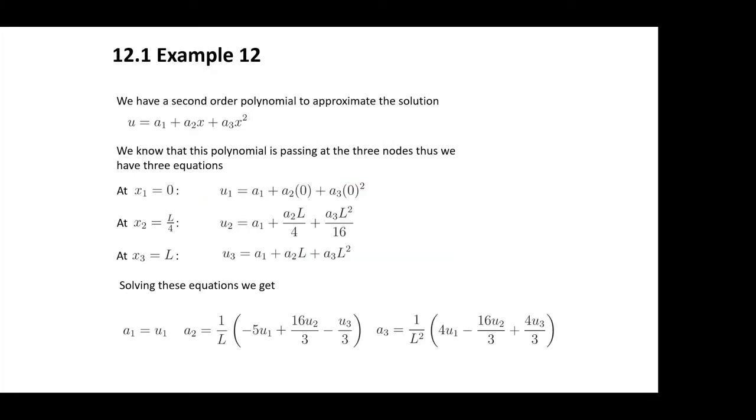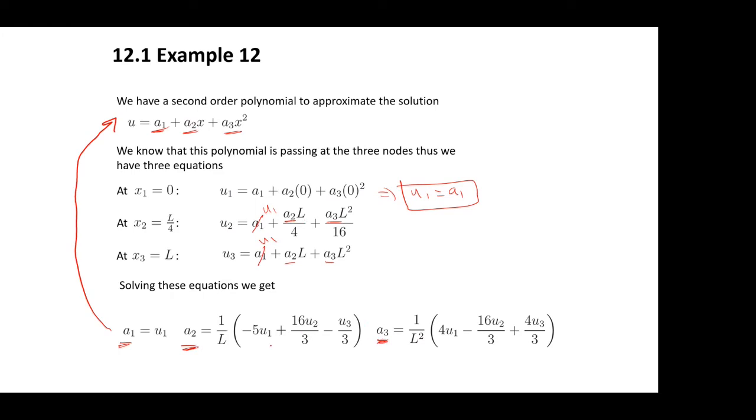You need to solve this system of equations. You have 3 equations with 3 unknowns. From the first equation, you immediately get U1 equal to A1, and then you have 2 equations left. You replace A1 with U1 in both, and you have 2 equations with 2 unknowns, so these are the unknowns you are solving for. You solve that, you get the values of A1, A2, and A3, and you put these values back into the displacement equation.